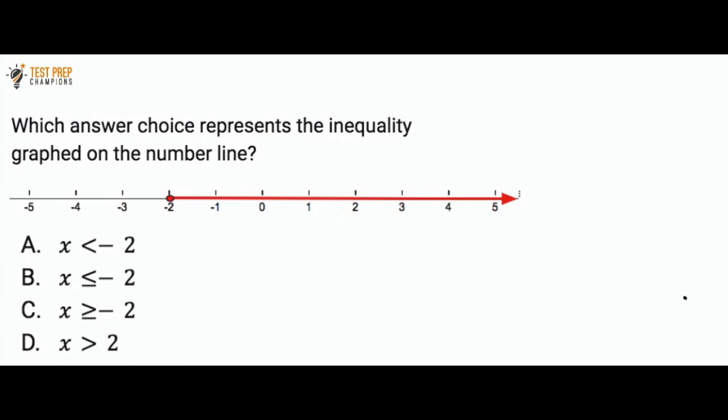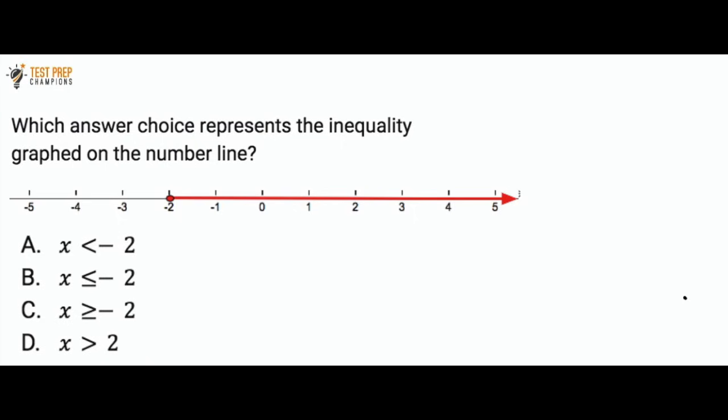A, x is less than negative 2. B, x is less than or equal to negative 2. C, x is greater than or equal to negative 2. Or D, x is greater than 2. Let's have you pause the video, try to figure this out, and then when you're ready, we'll go over how to do it. And again, no worries, no pressure, let's just see how it goes.